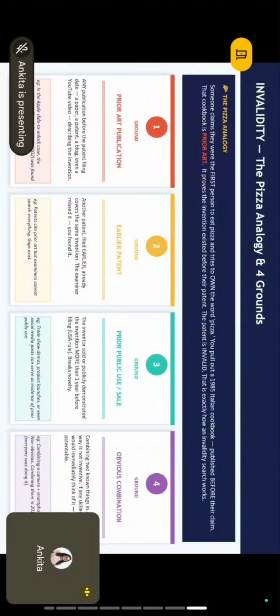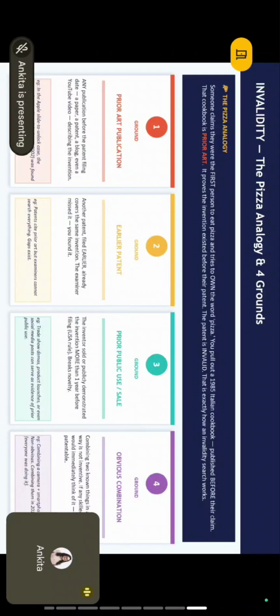The third is prior public use. If the inventor sold or publicly demonstrated the invention more than 1 year before the filing, for example, at a trade show, someone showed their product before, and then he or she files this invention more than 1 year later. Then what happens? It breaks the novelty. This ground can also be used for invalidity.